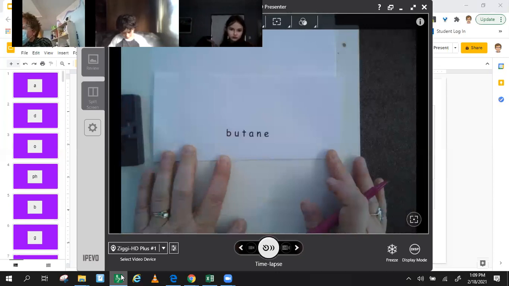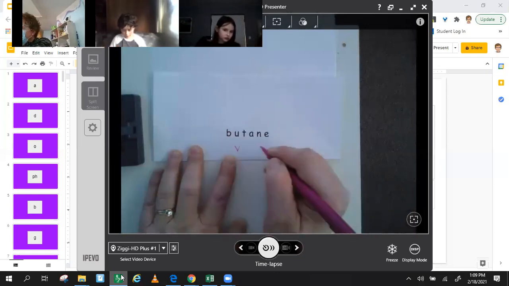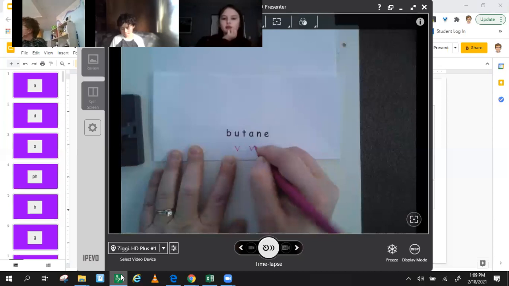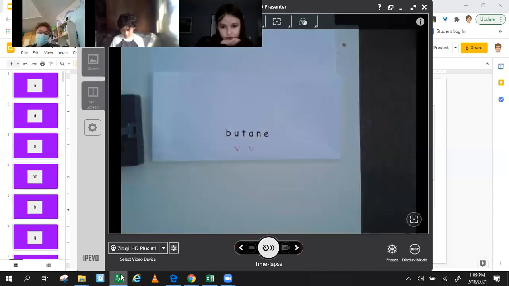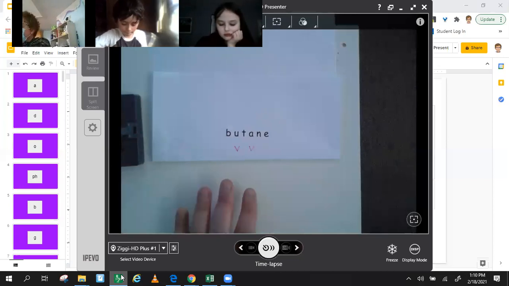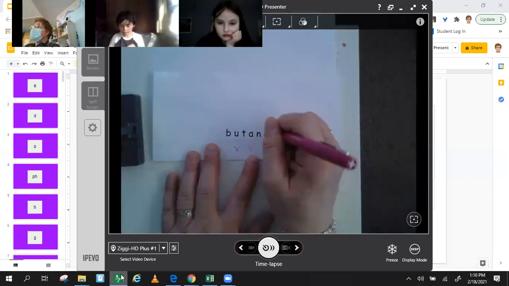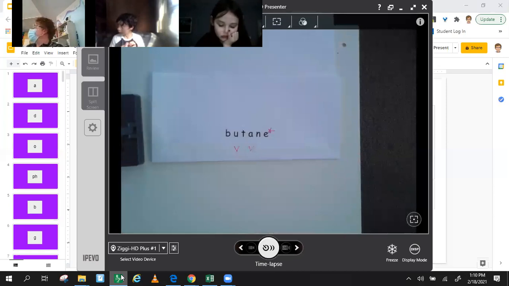All right, so we have a vowel here, and we're not sure about that E, are we? But it's at the end of a word. So what tends to happen when it's at the end of a word? Then it's going to be our magic E, isn't it? So what should I draw next to it to remind us that it's a magic E? Our star next to it, right? All right, then what am I gonna do?